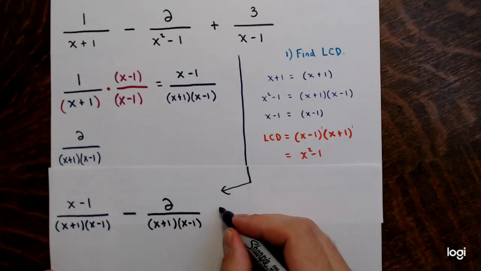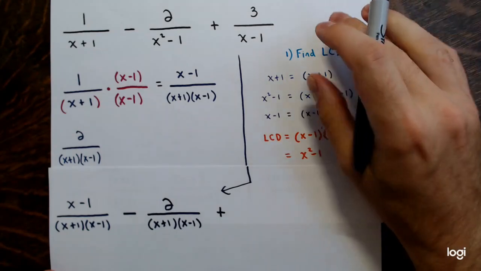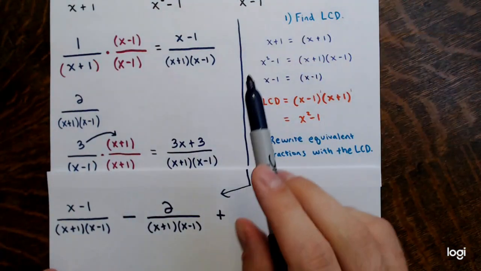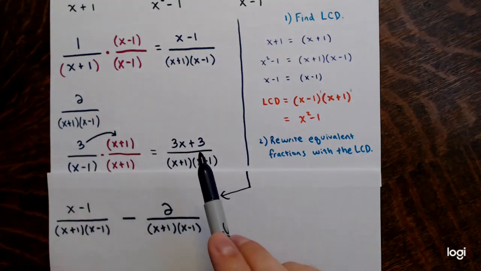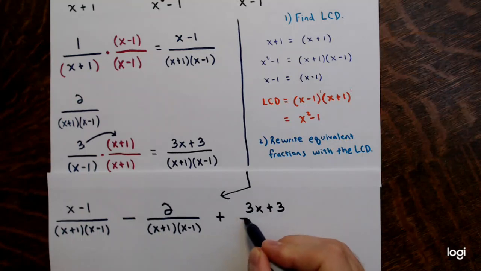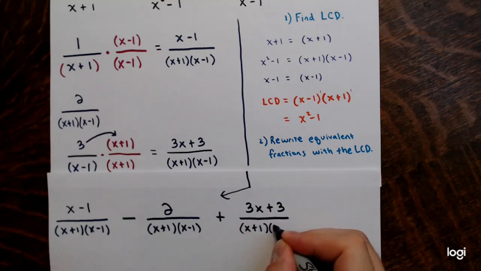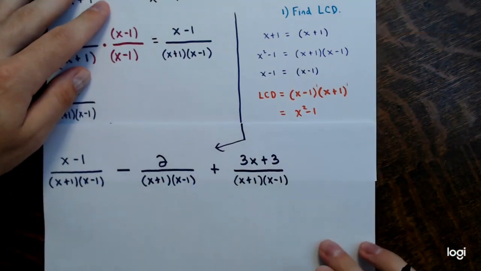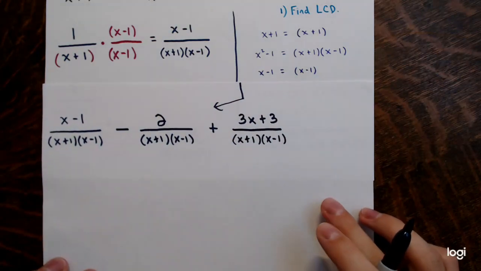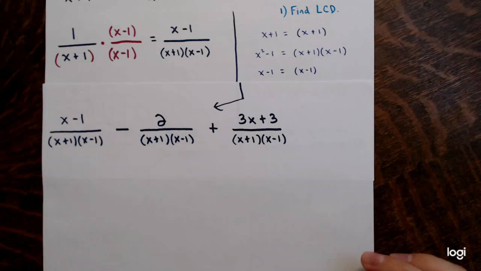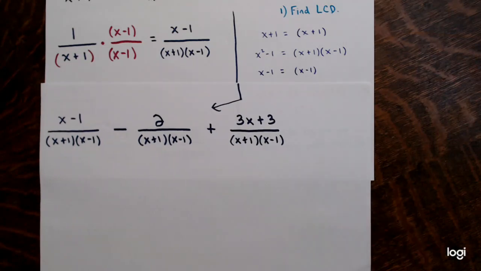Alright, and then plus, and then this fraction here was equivalent to the last one, 3 over x minus 1, which we changed to 3x plus 3 over, and then the same denominator, that LCD, x plus 1 times x minus 1. Alright, wonderful. So now that they all have the same denominator, I can combine them. I can add them together.